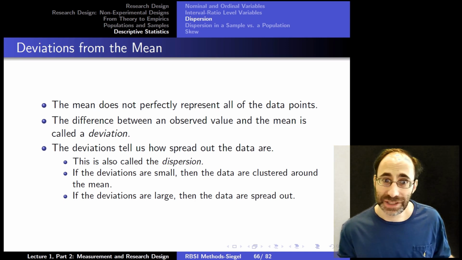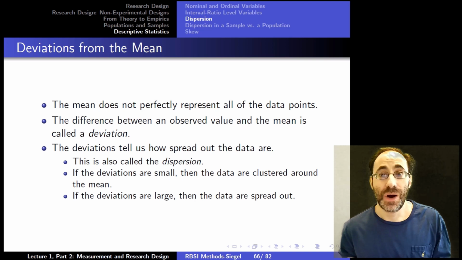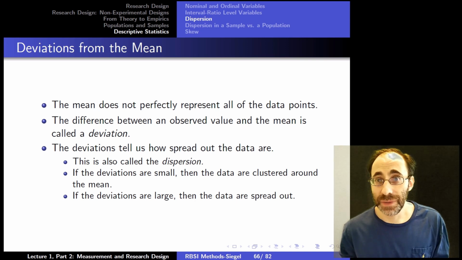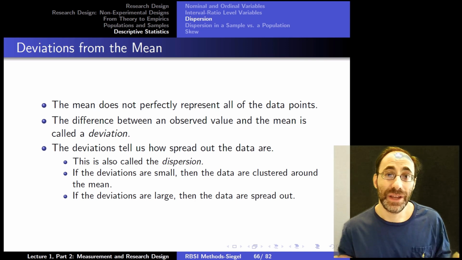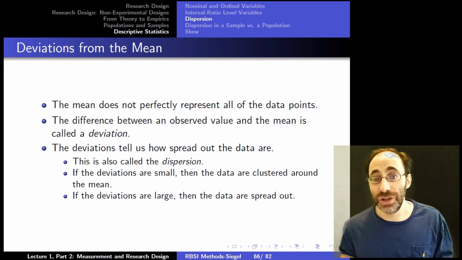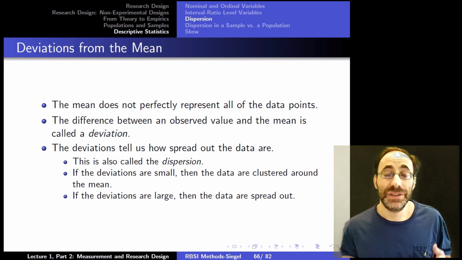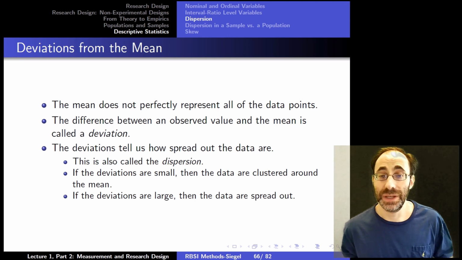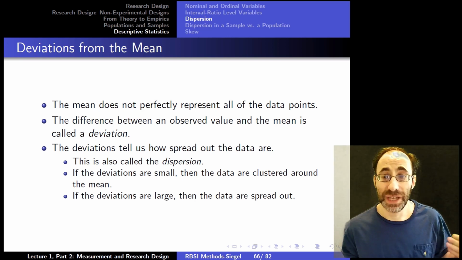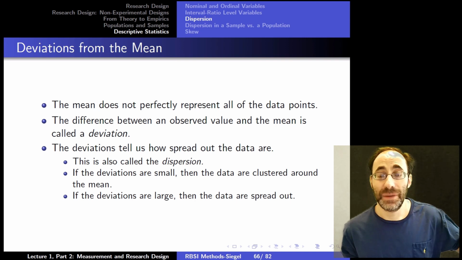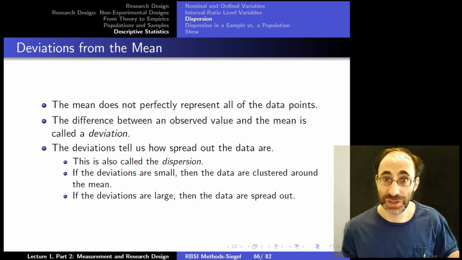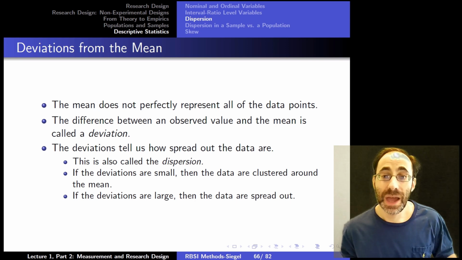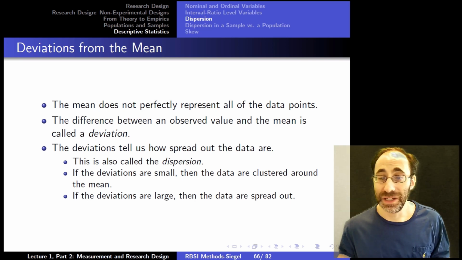So as we learned last time, the mean doesn't perfectly represent all the data points. It's the average value, but around that value, there could be a lot of variation. We measure that variation via deviations, which we calculated last time. Remember, a deviation was the difference between x sub i, a particular data point in our data of the variable x, and the mean of that variable, x bar. That was the deviation of that point.